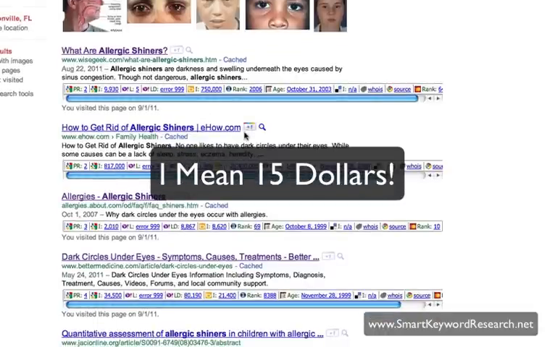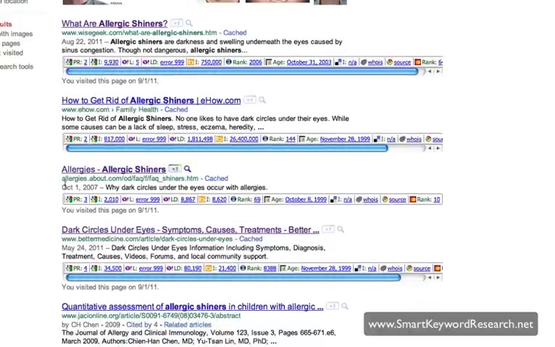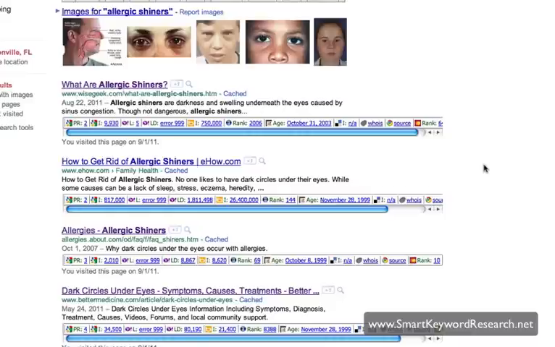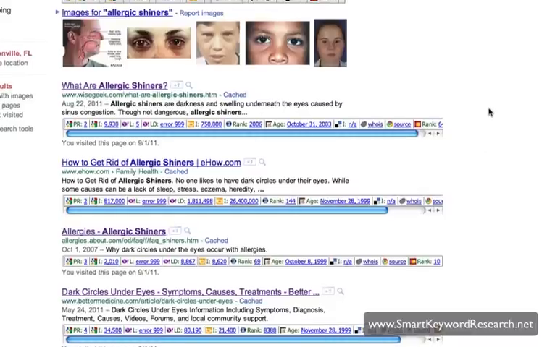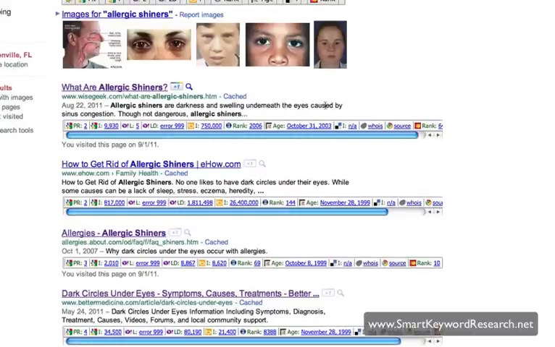And as you can see, it's the same case here. We have an eHow article, how to get rid of allergic shiners. We have an about.com article, allergic shiners. But none of these sites are highly targeted, and none of these sites have an exact match domain. So just from using SEO Quake to analyze our competition, and also notice that these sites are all PR3 or below. This is a PR2 site, and there's only 5 backlinks going to this particular page.